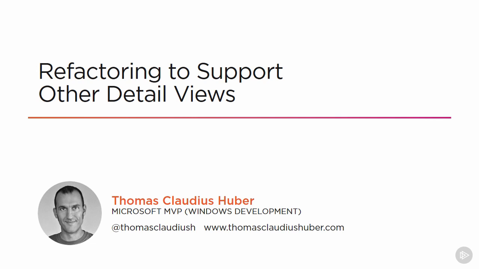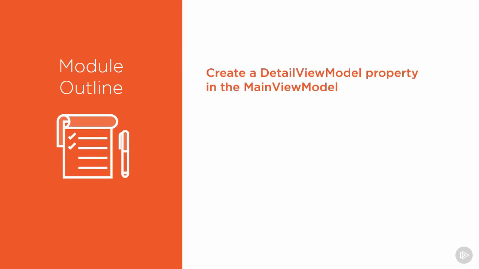Let me show you the module outline. First, we will create a detail view model property in the main view model of the friend organizer application. So in fact, this is just renaming the friend detail view model property that is already in the main view model. But we also change the type of this property to IDetailViewModel. We will introduce this IDetailViewModel interface and it will have, for example, the HasChanges property that we have already on the friend detail view model.